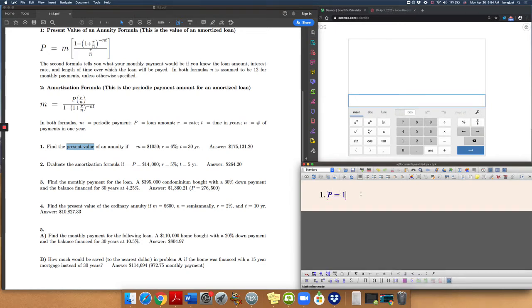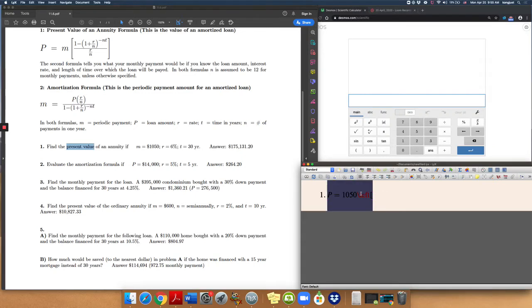P is equal to 1050. Okay, 1050. Let's use parentheses for this big bracket first, but then I need another set of parentheses for the numerator if you're just typing it into a normal calculator. 1 minus parentheses for that 1 plus r over n. So 1 plus r is 6%, so 0.06 divided by, it says n is not given to us, so we're assuming n to be 12.